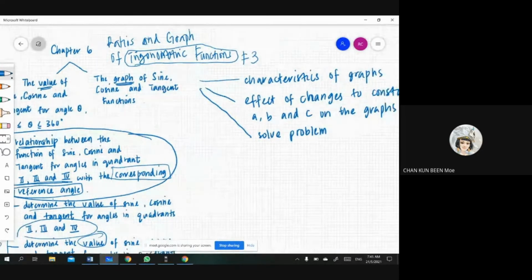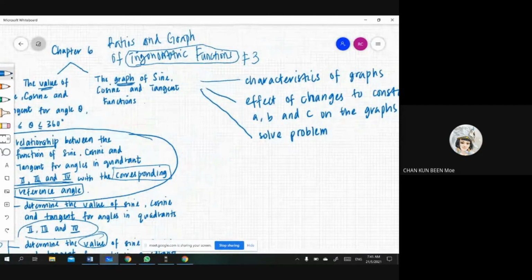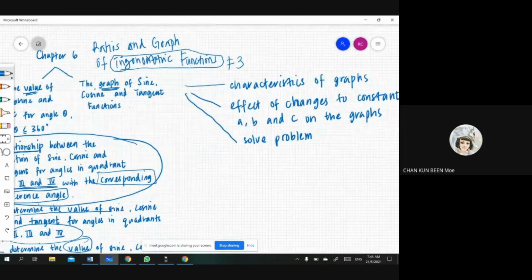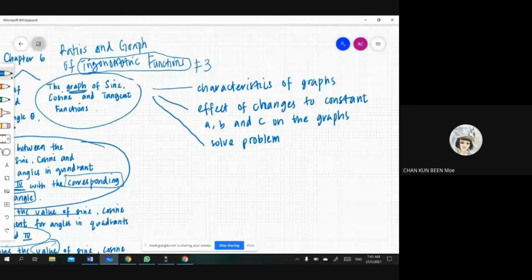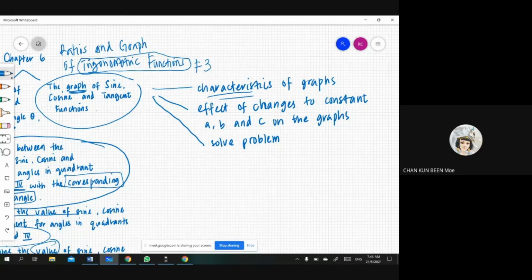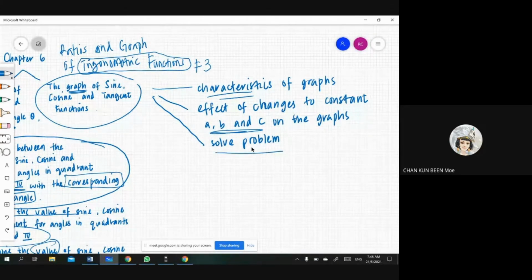Okay, and then I just briefly explain to you for the second part over here, whereby when it involves the graph, what are you going to learn? You are going to learn the characteristic of the graph. After that, you are going to learn what are the effect of changes to the constant of a, b, c on the graph later on. And lastly, you learn to solve problem.